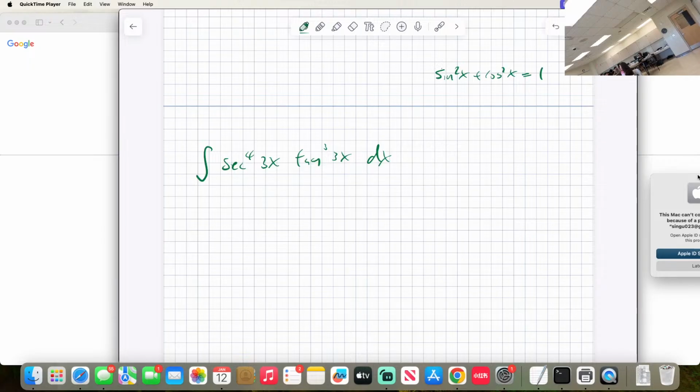And I'm going to talk about one other thing today. Sine square of x over cosine square of x plus cosine square of x over cosine square of x is equal to 1 over cosine square of x. So that's equal to tangent square of x plus 1 equal to secant square of x.